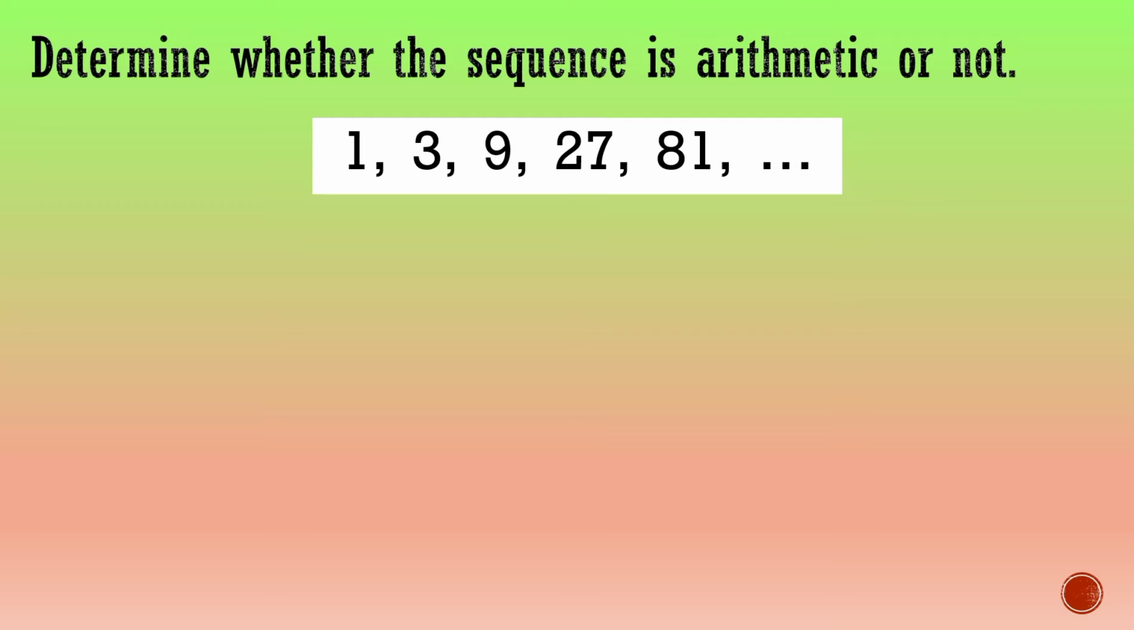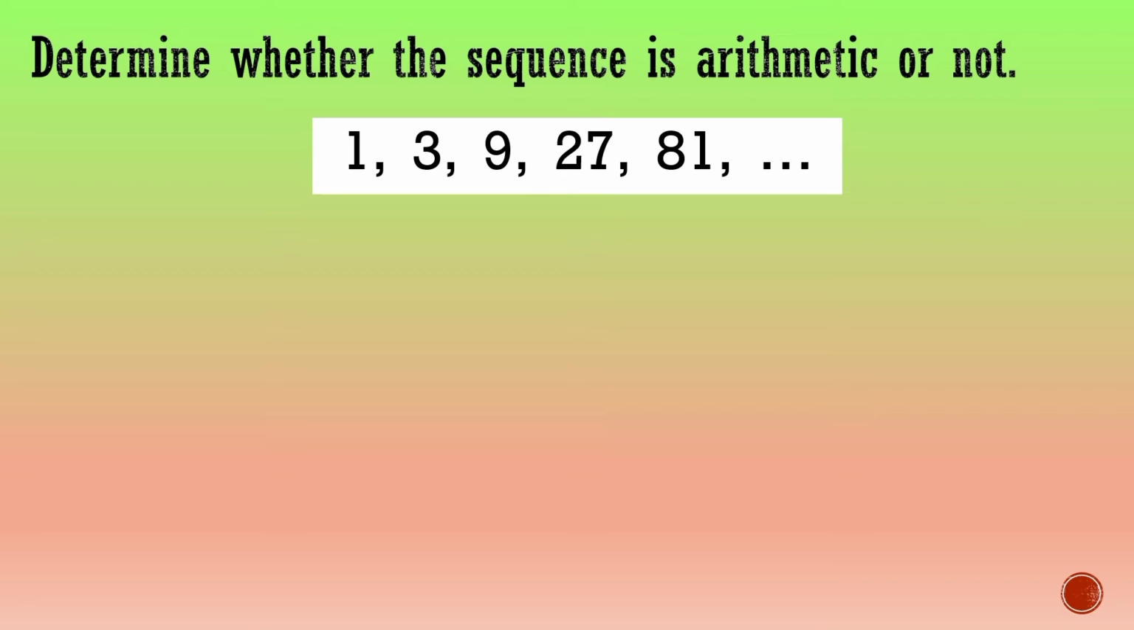Okay. Itatry natin yon sa lahat ng terms natin. Remember, the terms are the numbers included in the sequence. 1 is a term, 3 is a term, 9 is also a term, 27 is also a term, and 81 is also a term. First term is 1, second term is 3, third term is 9, 27 is the fourth term, while 81 is the fifth term of the given sequence.